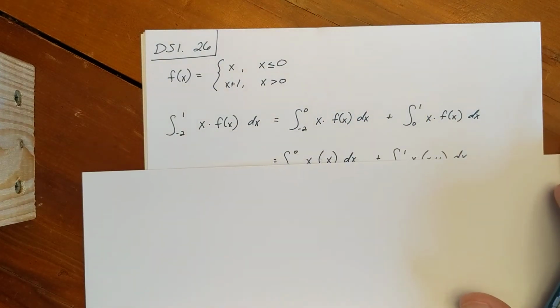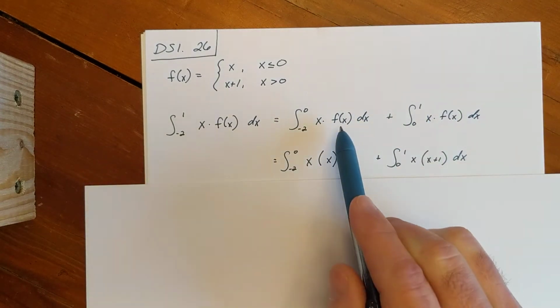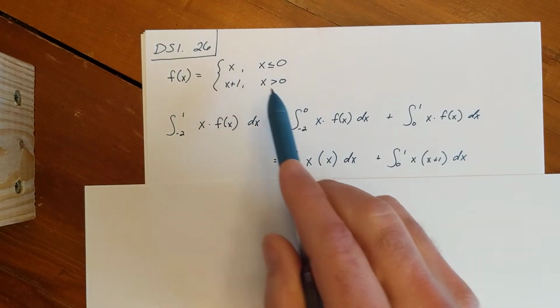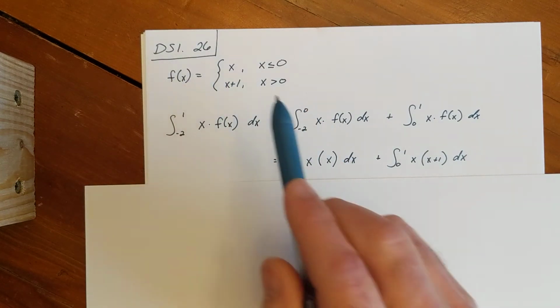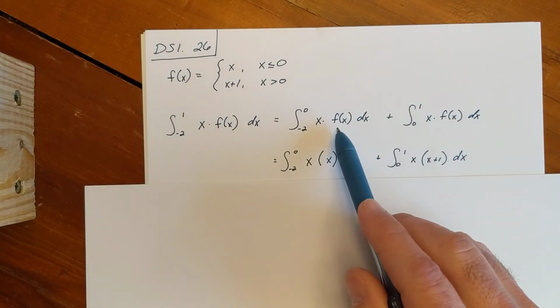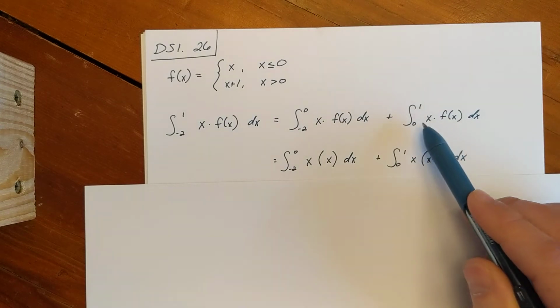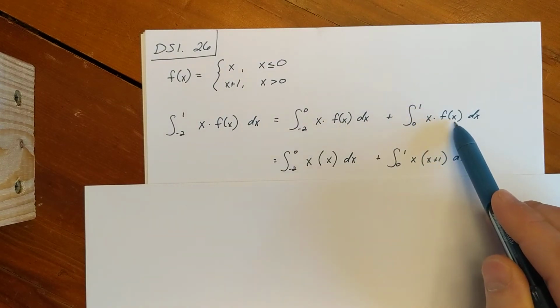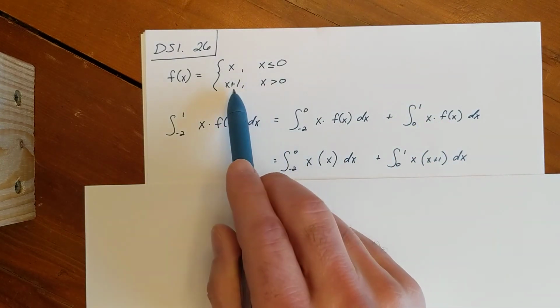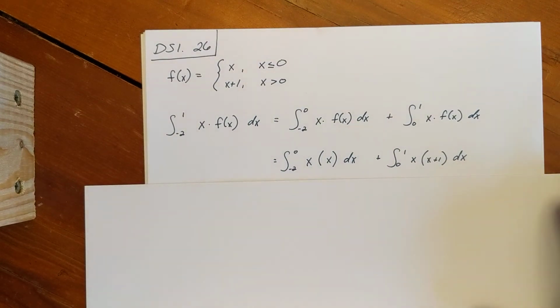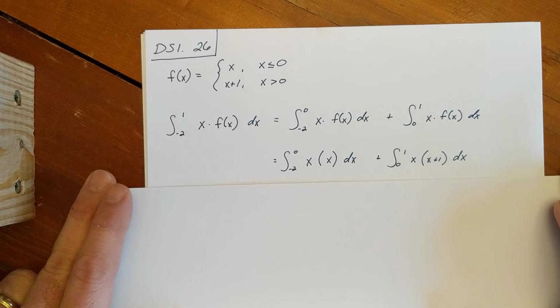So as we move on down to the next line right here, you'll notice that we took the f of x on the integral from -2 to 0 and applied this definition for f of x. So from -2 to 0, f of x is just equal to x. And then over here from 0 to 1, the f of x, when x is greater than 0, just gets replaced by an x plus 1. And now I think we're probably starting to see what's going to happen next.